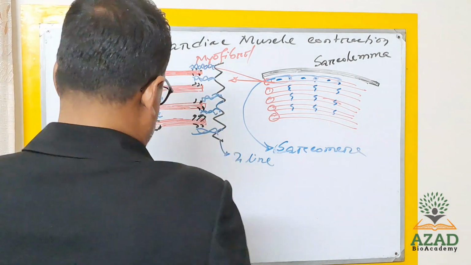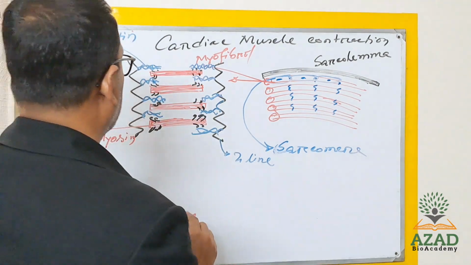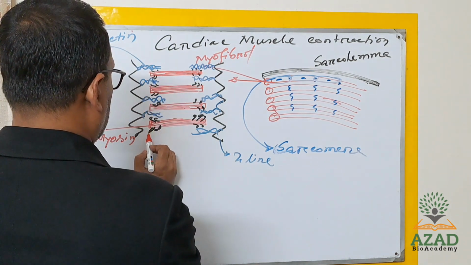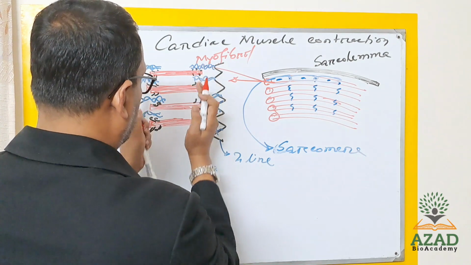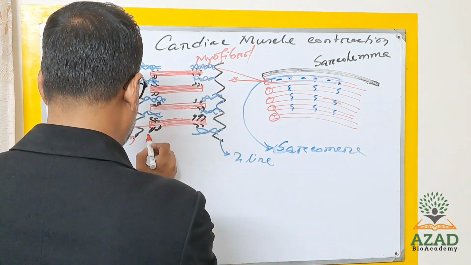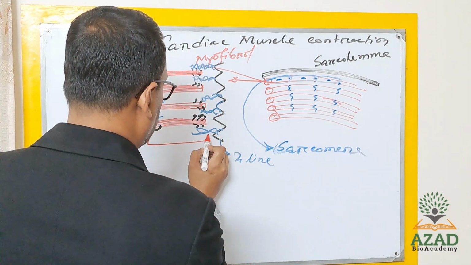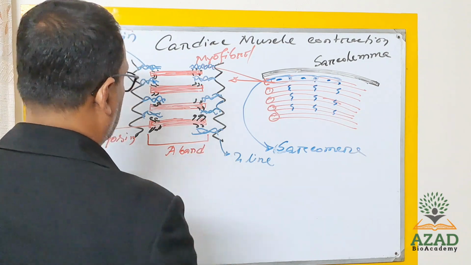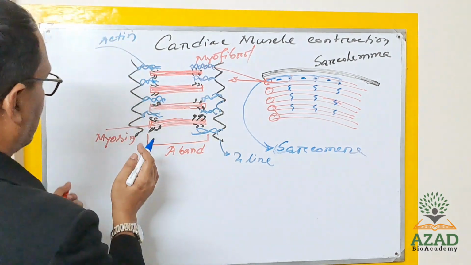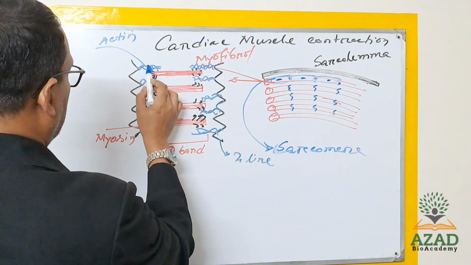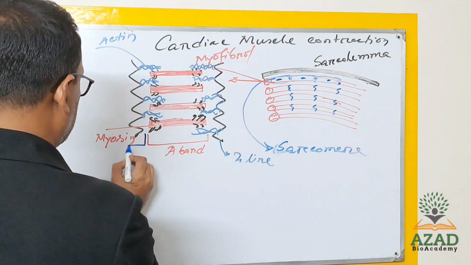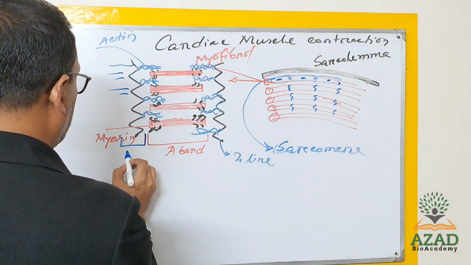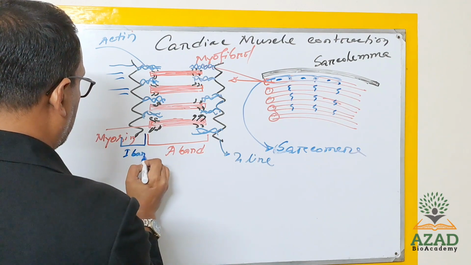So this is the Z line, and here is actin and myosin, that portion which contains actin and myosin. From that area to that area, you can say A band. And here you can differentiate another region. There only actin is there, so from here to there, this is called the I band.